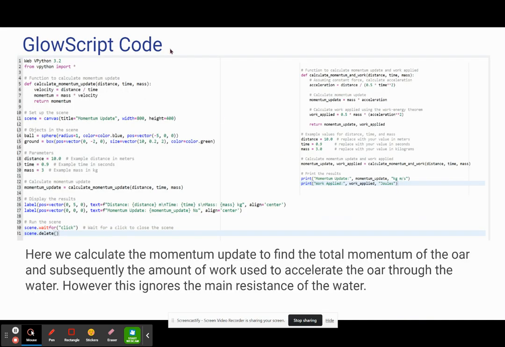So here's my Glowscript code. Here we calculate the momentum update to find the total momentum of the oar and subsequently the amount of work used to accelerate the oar through the water. However, this completely ignores the main resistance of the water, as this would be too complex for this particular lab. So here we have the momentum update itself, and then on the side we calculate the work applied here.